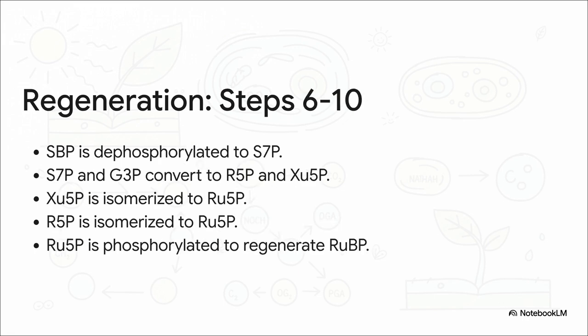Hang in there, class. We are almost at the finish line for regeneration. Step 6 uses sedoheptulose 1,7-bisphosphatase to dephosphorylate our 7-carbon sugar into sedoheptulose 7-phosphate. Transketolase then reacts it with our last G3P to make ribose 5-phosphate and another xylulose 5-phosphate. Now, phosphopentose epimerase and phosphopentose isomerase act like little structural sculptors, converting both of those molecules into ribulose 5-phosphate. Finally, phosphoribulokinase spends 3 molecules of ATP to successfully regenerate ribulose 1,5-bisphosphate. And just like that, the loop is closed.